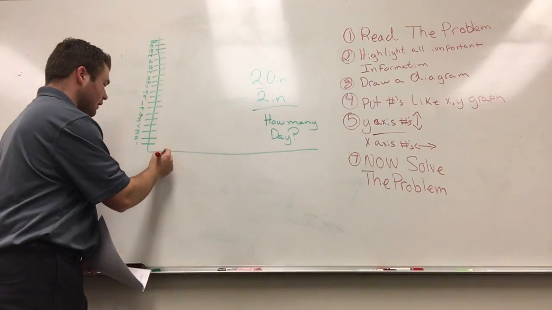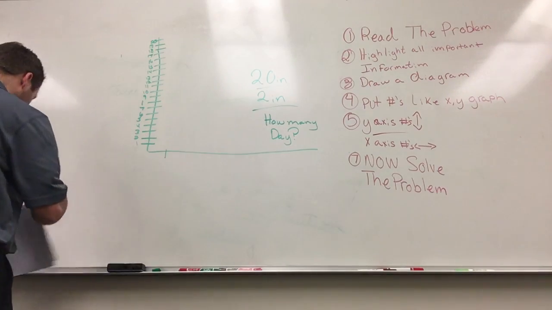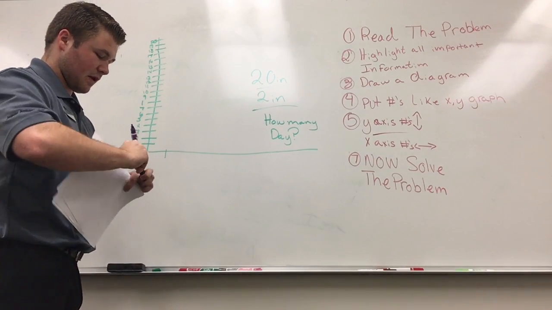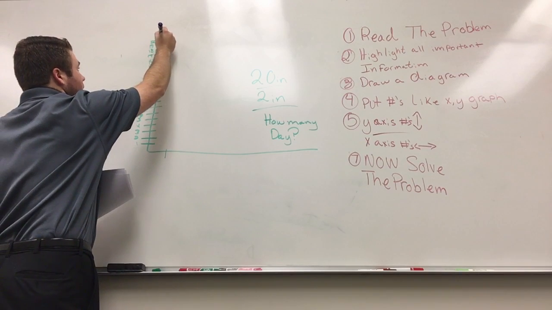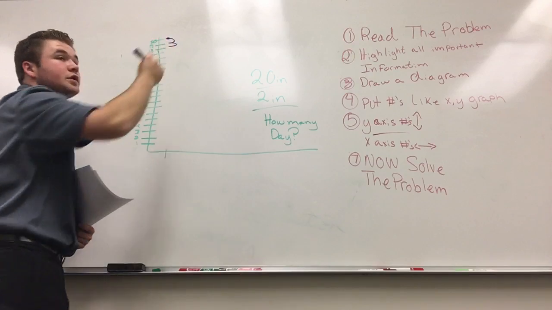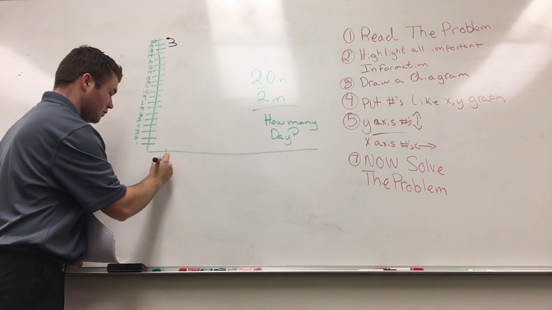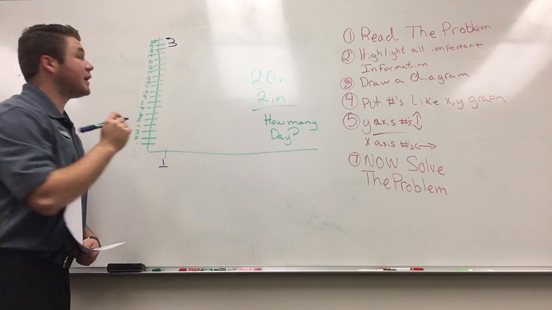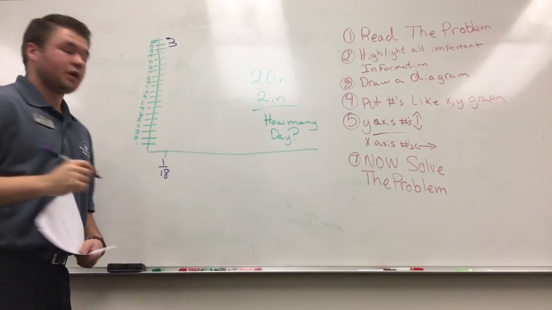We're going to go day 1. So we're going to use a different color marker this time. We're going to use purple. So we start here at day 1, right? And we're going to move down 2. 1, 2. So at day 1, we're at what? 18 inches. Very good.